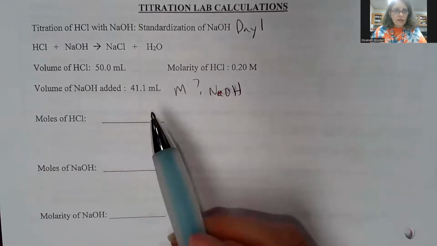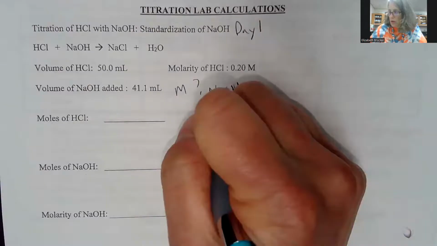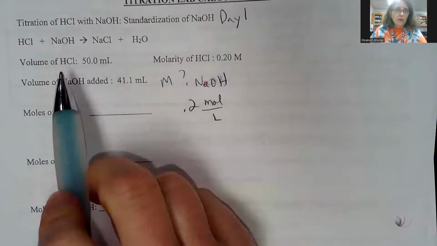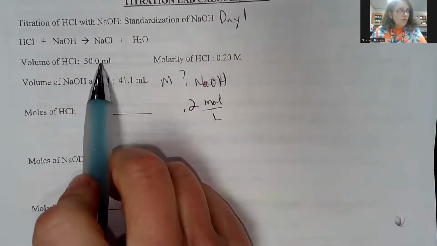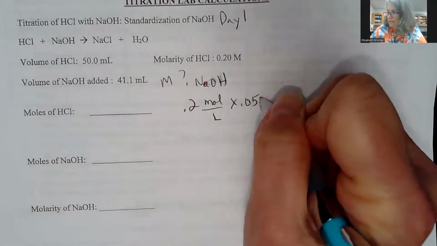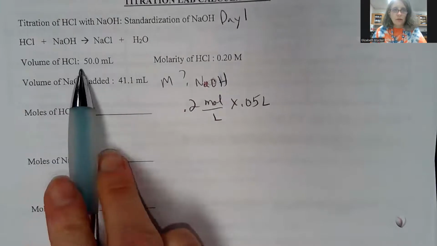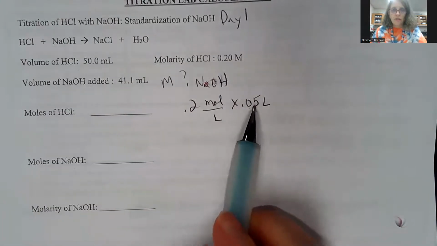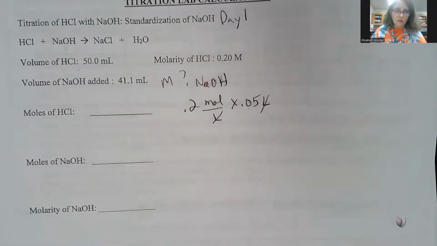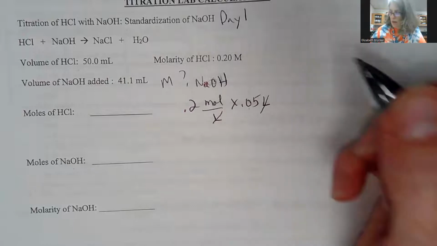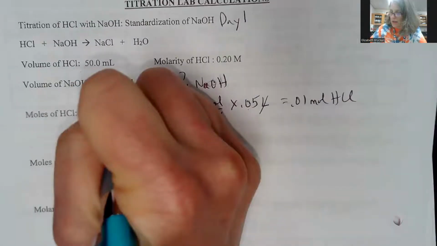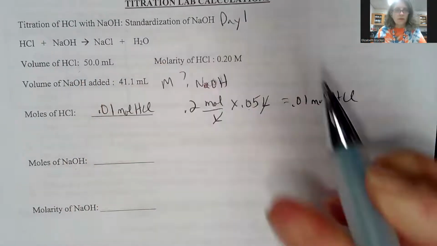So moles of HCl, I'm going to take the molarity, which is 0.2 moles over liters. Remember, molarity is moles over liters. And I'm going to multiply it by the volume in liters. So 50 milliliters, I'm going to move that decimal 3 over, so I'm going to multiply it by 0.05 liters. I just converted the 50 milliliters to liters. So 0.05 times 0.2, the liters will then cancel each other. I'm not going to set this up as a proportion because it's a little easier just to do it this way. So I end up with 0.01 moles of HCl. I'm going to write it here on the line.